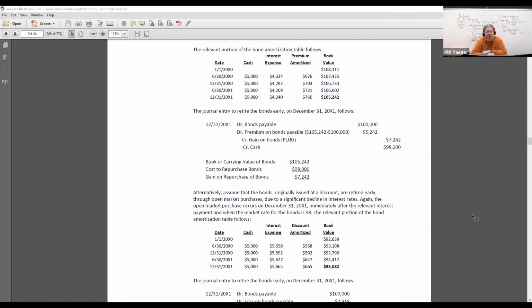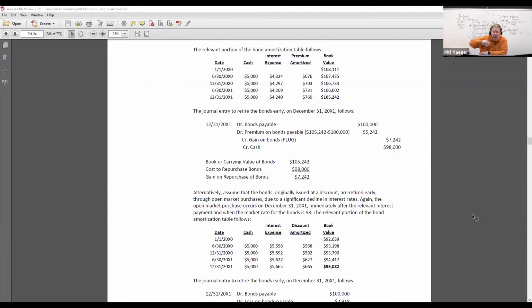Now, if I had a premium of 5,242, then the investor would have a debit of 5,242 for premium on bonds, that which they have paid to the issuer, basically. The premium on the bonds is when the investor pays more than the face amount. Now, if I'm an investor, why would I pay more than the face amount? Why would I, as an investor, have a premium? Because the market is higher than what I'm selling.